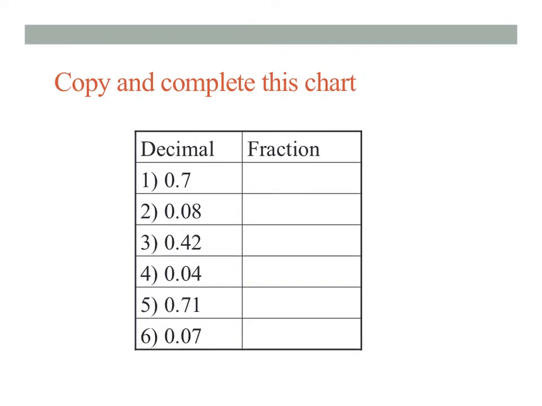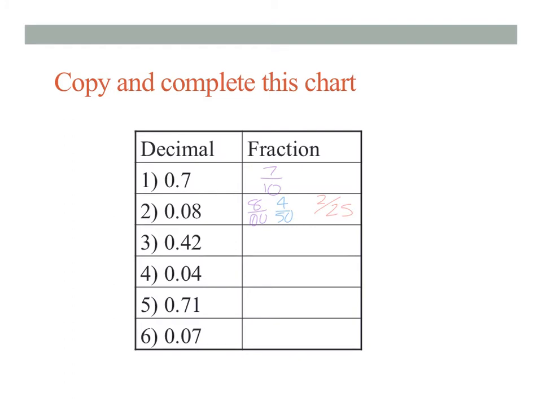0.7, what is that as a fraction? 7 over 10. 0.08. 8 over 100. But you have to simplify it. What is 8 over 100 simplified? 4 over 50. 2 over 25. Very good. 2 over 25 is the most simplified form.